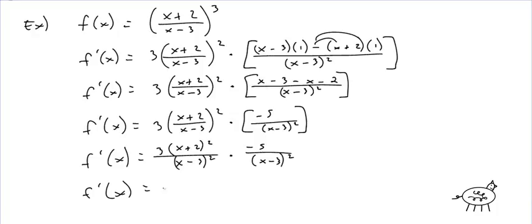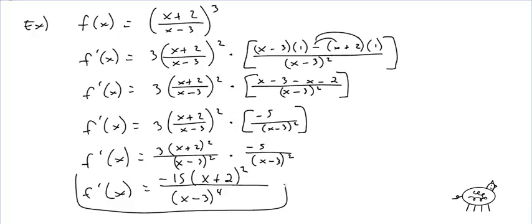Okay, and then let's put it all together. Of course, (x minus 3) squared times (x minus 3) squared, my denominator becomes (x minus 3) to the 4th power. And on top, I get negative 15 times (x plus 2) squared. And again, I don't need to simplify that any more than it is, and that's my answer. Okay, not too bad.